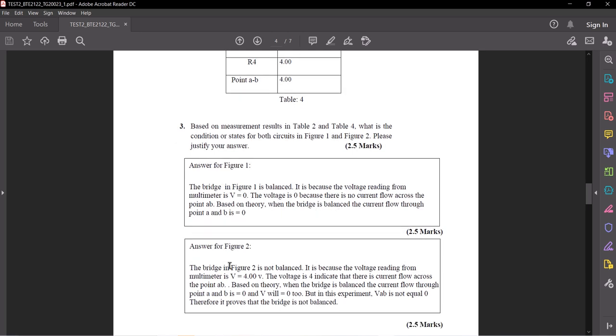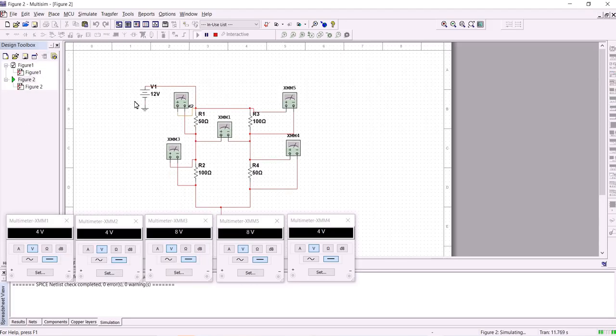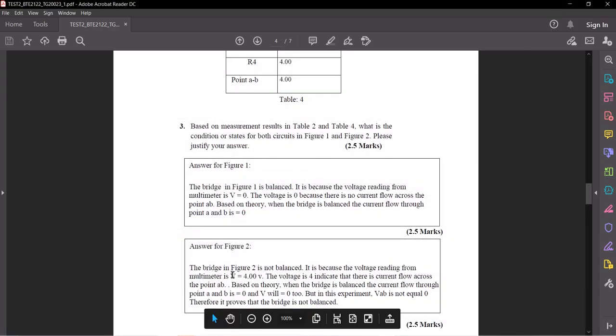And for figure 2, let's see. In figure 2, the voltage across point A and B is 4 volts. So that means the bridge in figure 2 is not balanced. It is because the voltage reading from the multimeter is 4 volts. It indicates that there is current flow across the point AB. Based on theory, when the bridge is balanced, the current flow should be equal to 0, which gives V equal to 0 too.